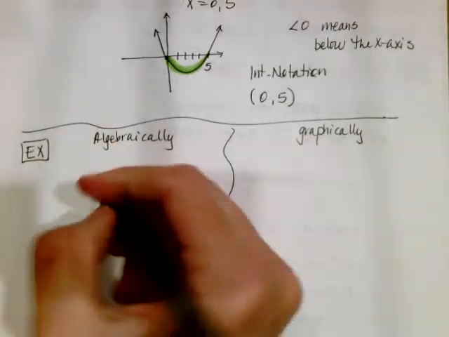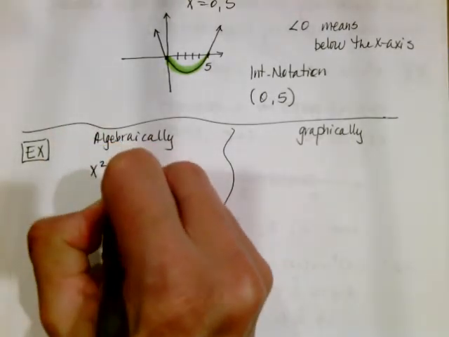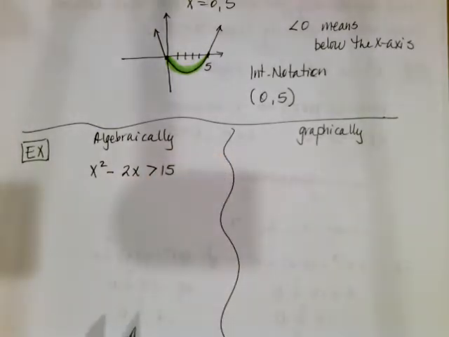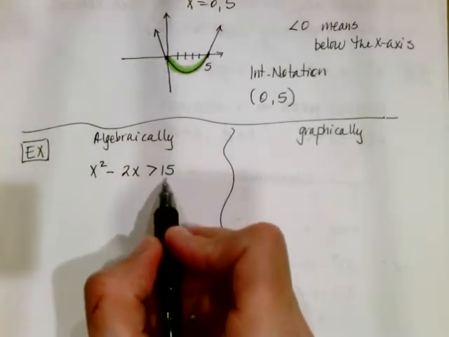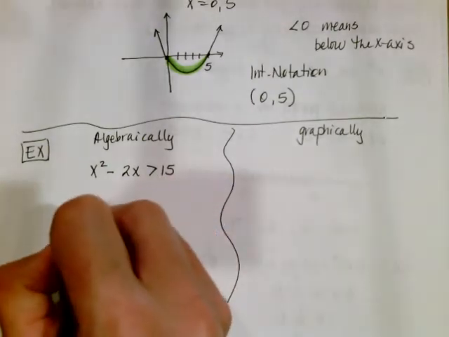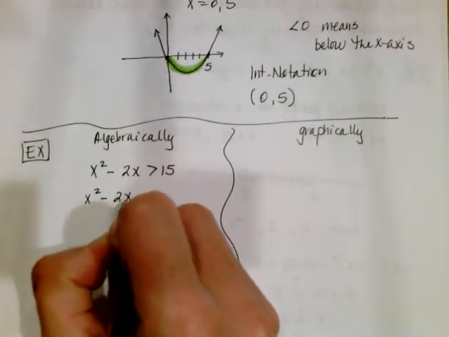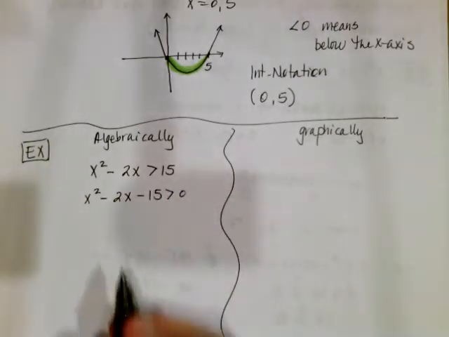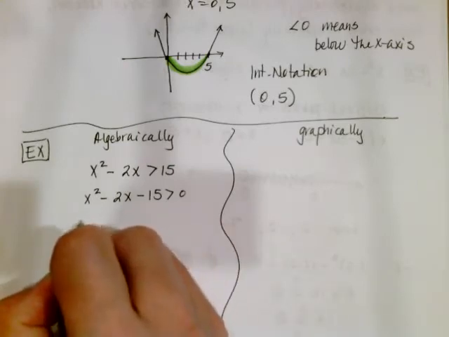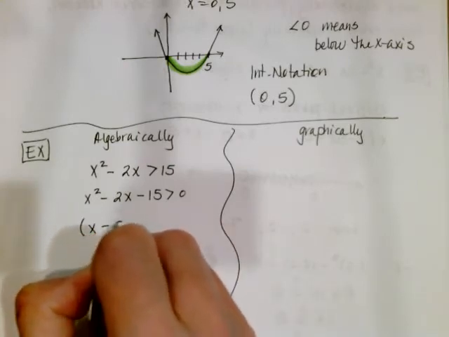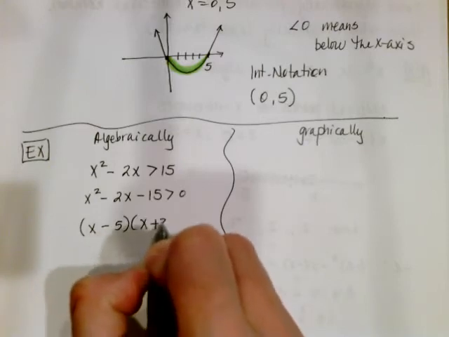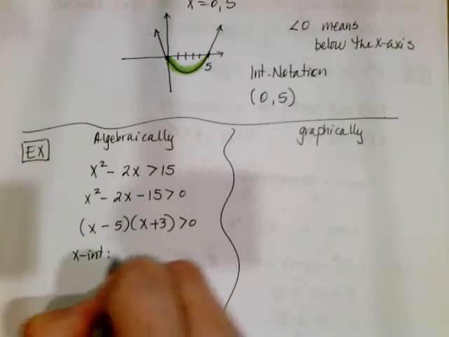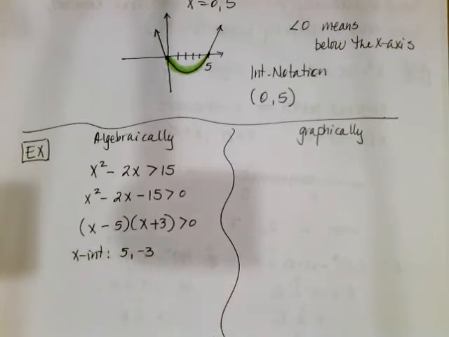So the first part of it, here's my equation. I have x squared minus 2x is greater than 15. As with all quadratics, I need to have a 0 on the right-hand side to be able to solve. So I'm going to rewrite this to be x squared minus 2x minus 15 is greater than 0. I can factor this to find my x-intercepts. So it's going to be x minus 5 and x plus 3 greater than 0. So I know that my x-intercepts are going to be at 5 and a negative 3.